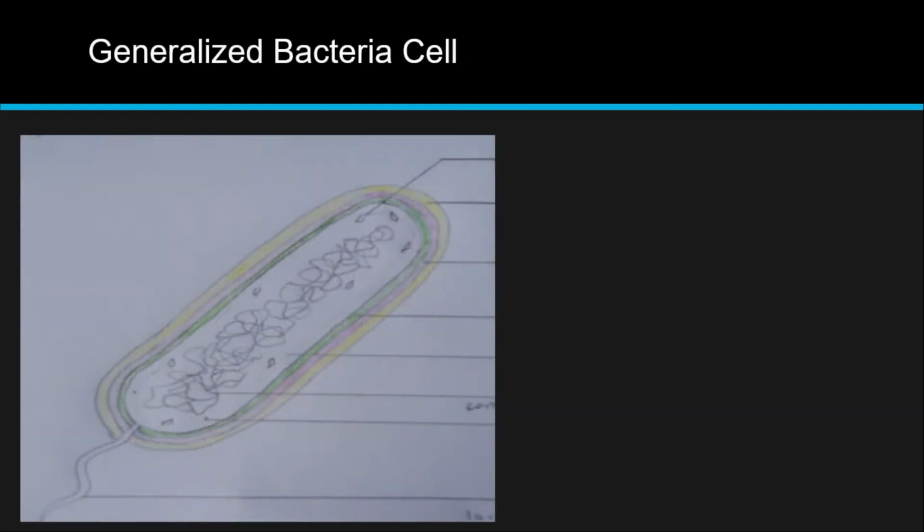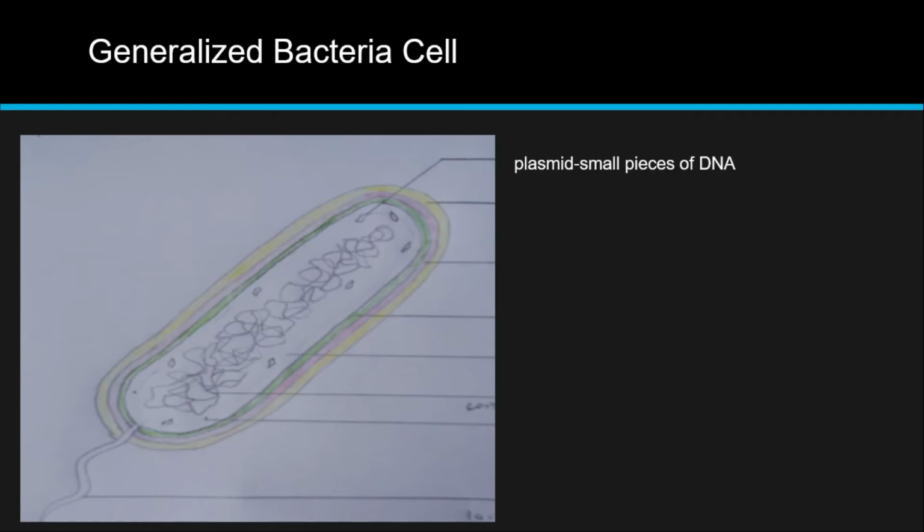So this is what the generalized cell of a bacteria looks like. I want you to pay close attention to the screen. If you observe here, you are not seeing any nucleus that is bounded by a membrane. There is no nucleus that is bounded by a membrane. Let us look at the parts.